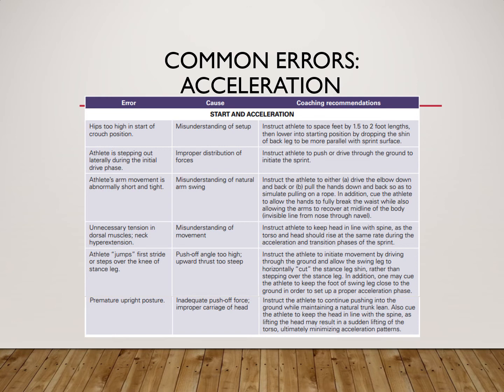Another error can be a push-off angle that is too high, so it's kind of a jump in that first stride, which is going to really slow us down. We're getting too much vertical force in that first instance, not translating into horizontal force, so that's going to lead to a much slower acceleration.